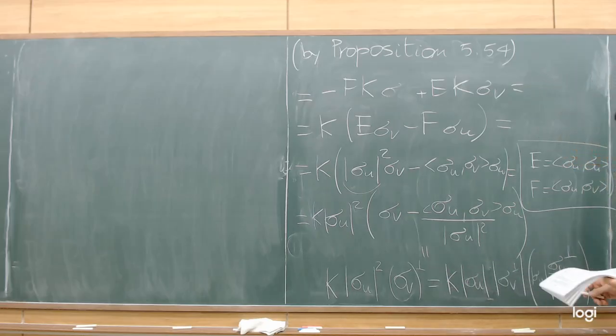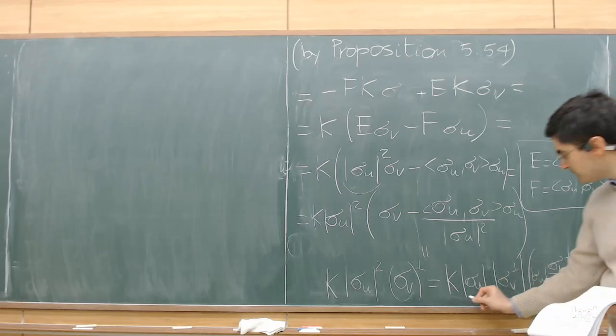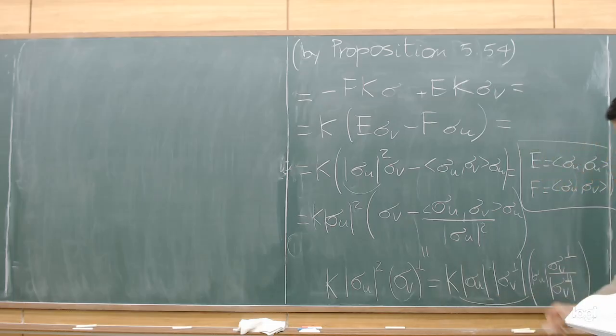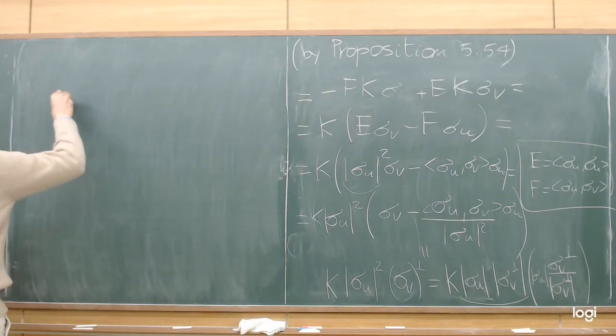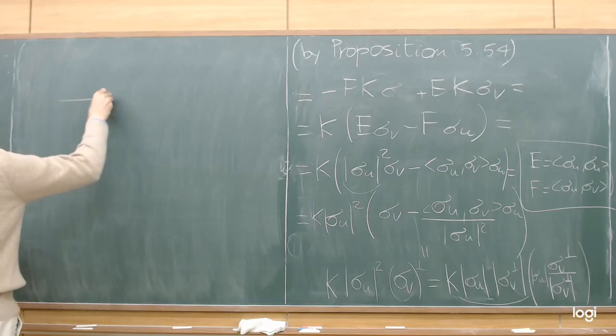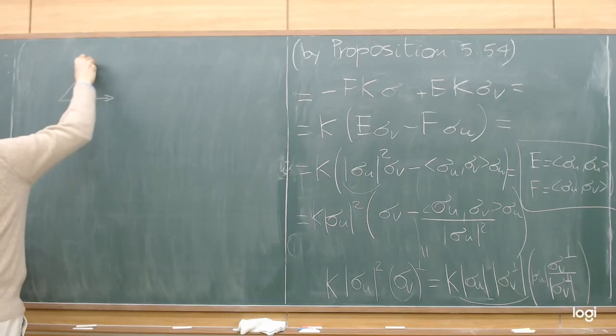Now, let's observe what this is. Suppose that this is sigma u. Suppose that this is sigma v.